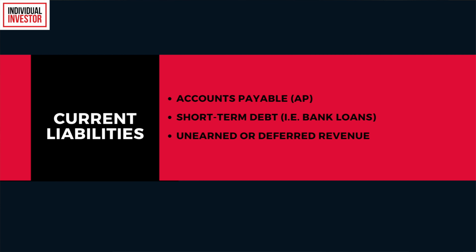Things like unearned or deferred revenue are also recognized as current liabilities because the products or services have not been delivered to the customers yet. And if you have liabilities that are not due within the next 12 months or the next fiscal year, then this would be considered long-term liabilities.